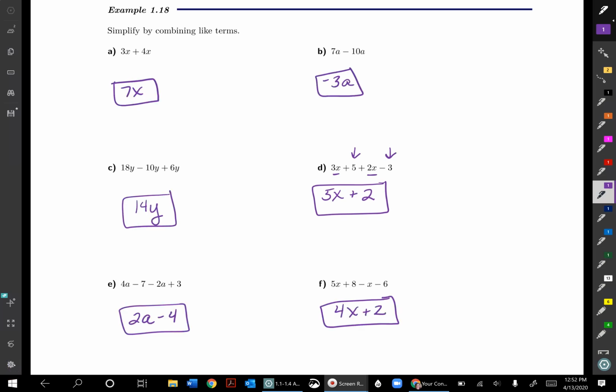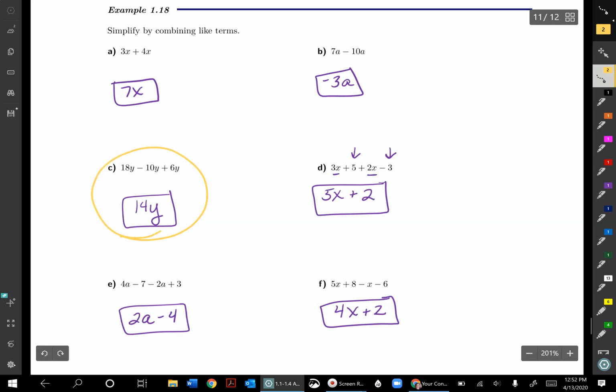So here are your answers. 3x plus 4x equals 7x. For B, 7a minus 10a equals negative 3a. C, we have 18y minus 10y plus 6y is 14y. D, we already did together. E is 4a minus 7 minus 2a plus 3 equals 2a minus 4. And for F, we have 5x plus 8 minus x minus 6, which is equivalent to 4x plus 2.